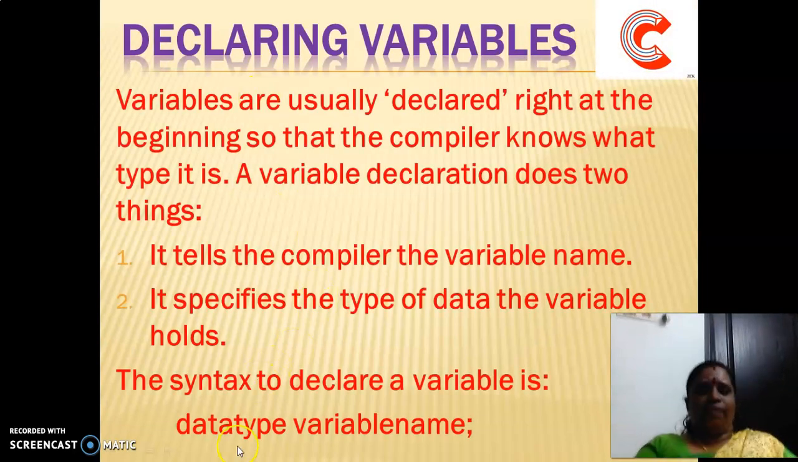So see here the syntax, data type variable name. It tells the compiler the variable name and it specifies the type of data the variable holds. So this is your example.